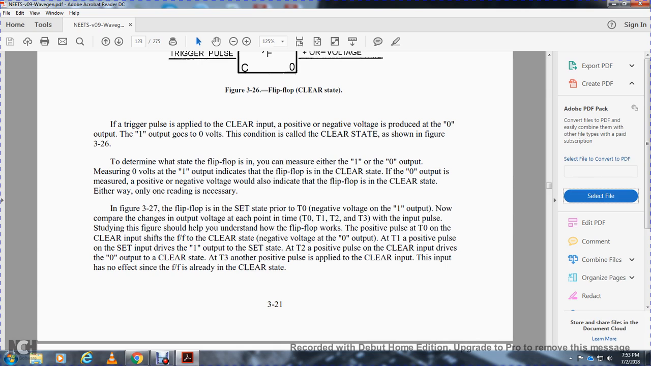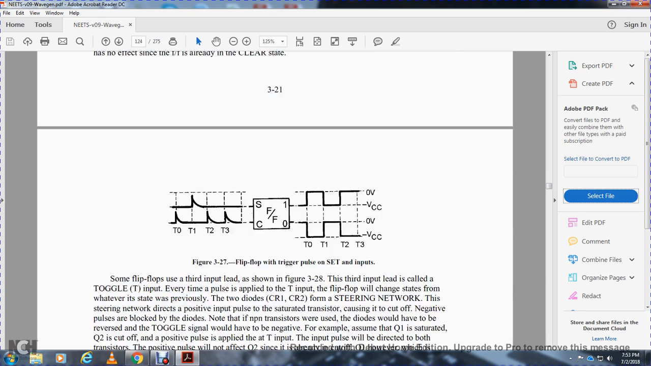In figure 327, the flip-flop is in the set state prior to time 0, with negative voltage at the 1 output. Now compare the change in output voltage at time 0, time 1, time 2, and time 3 with the input pulses, starting with the figure. This should help you understand how the flip-flop works. With the positive pulse at time 0 on the clear input, the flip-flop is cleared, and the output stays at negative voltage. At time 1, a positive pulse on the set input drives the 1 output to the set state. At time 2, a positive pulse on the clear input drives the 0 output to the clear state. At time 3, another pulse is applied to the clear input, but the input has no effect because the flip-flop is already in the clear state.